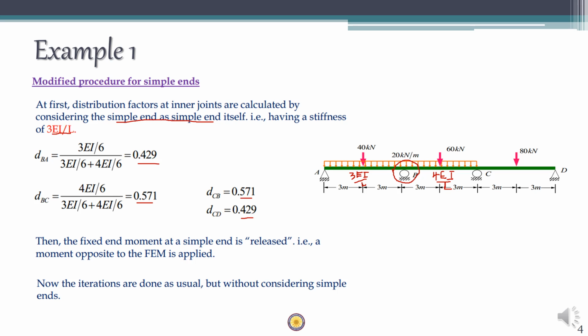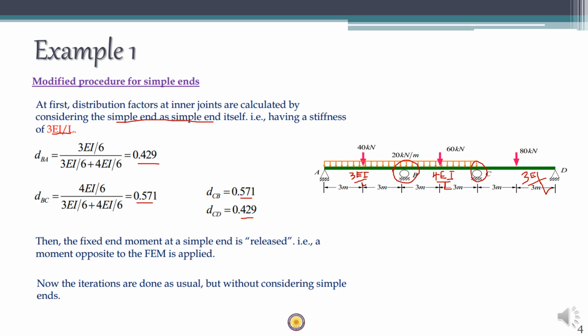So here also, when we consider this joint, the far end D is a simple end, so it is again 3EI by L. And when B is considered with respect to C, it is an interior joint, which means that the stiffness is 4EI by L.